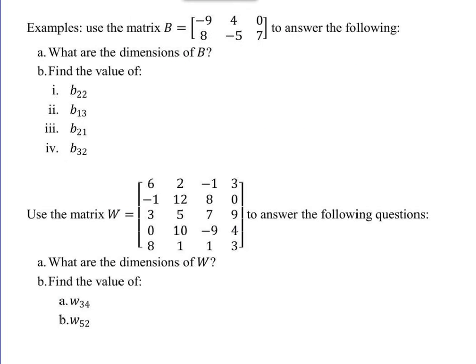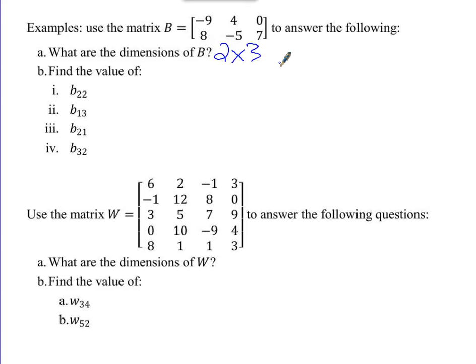Couple examples, use the matrix. Now I'm calling it matrix B, capital B. This is matrix B right here. To answer the following questions, what are the dimensions of this matrix? 2 by 3. There are 2 rows and 3 columns, so it's a 2 by 3 matrix.